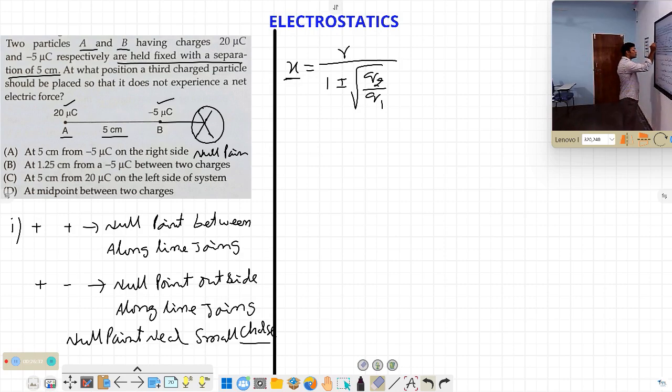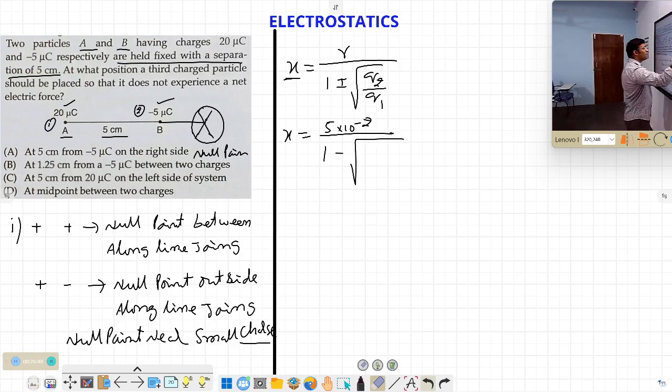So if you choose this one as the first charge and this as the second charge, with respect to that I am doing the calculation here. So x equals r, which is what? The distance between the two charges, that is 5 centimeters, 5 into 10 power minus 2, by 1 minus the square root of q2, the second charge. What is the second charge according to our discussion? That is 5 into 10 power minus 6, by, what is the first charge?